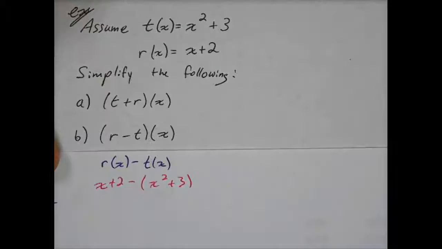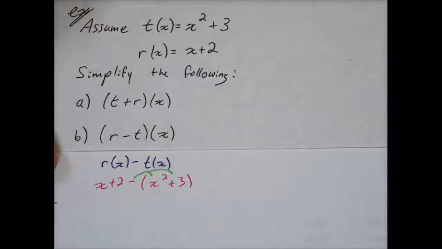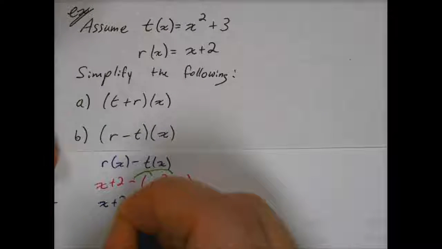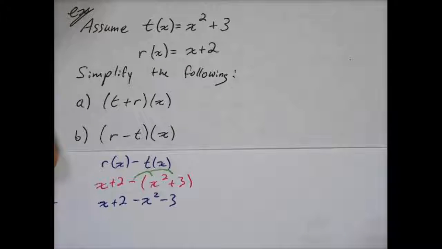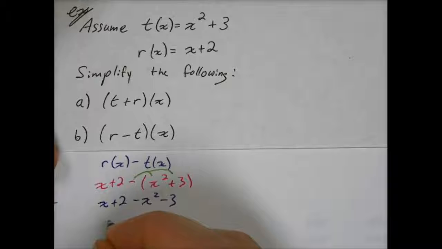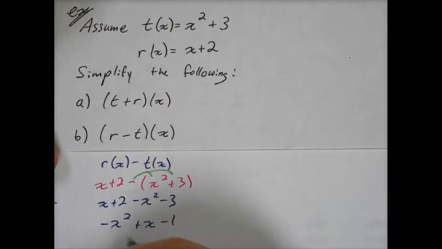Because what that means is that we need to distribute this negative throughout our entire t of x function. So this will turn into x plus 2 minus x squared minus 3. And then it would just simplify by combining like terms there. So we would have negative x squared plus x minus 1.